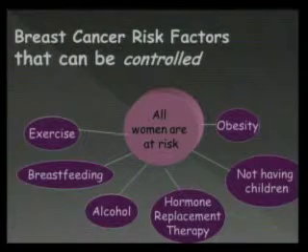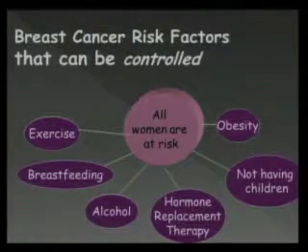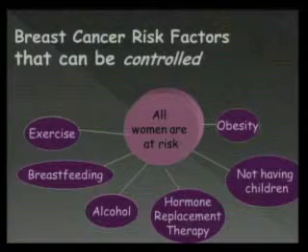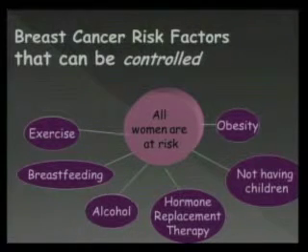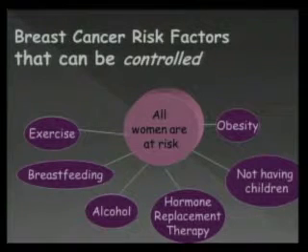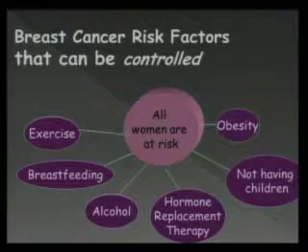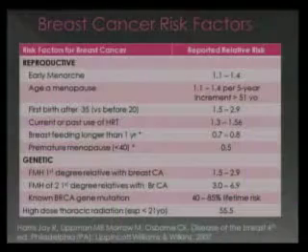So some of the factors that can be controlled: exercise and breastfeeding are both protective and decrease the risk of breast cancer. Alcohol, 2 to 5 glasses a day, is about a 1.4 increased relative risk of breast cancer. Hormone replacement therapy, not having children, and obesity, especially in the postmenopausal age, also increase risk.